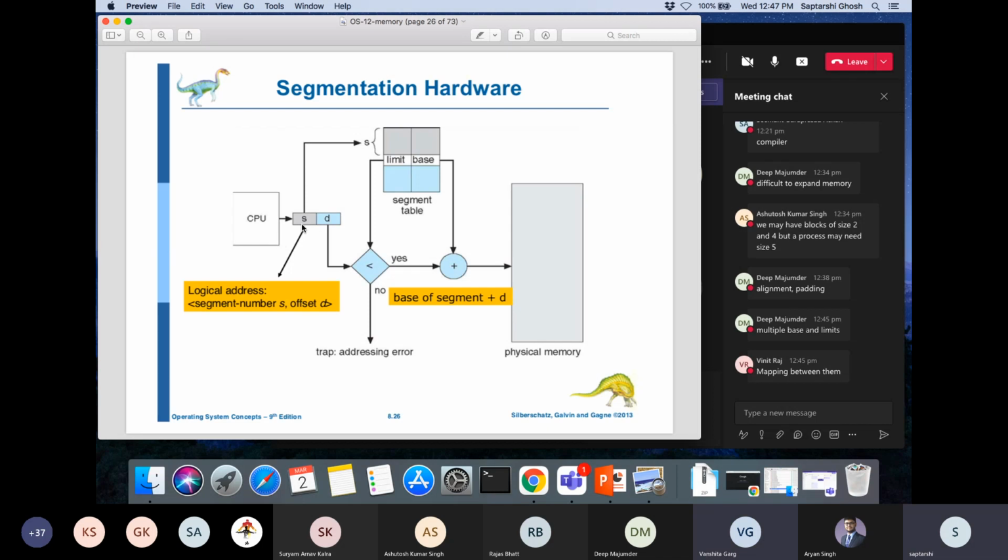So the CPU generates an address, this two tuple, right? Segment number S and offset D. Offset is within the segment, which exact data point do we need to access. Now that is this segment table being maintained. Every entry of this segment table contains the base address of that segment, the starting address of that segment, and the limit, which is the length of that segment. Okay. There are other fields. For simplicity, they are not shown here, like protection bits, etc., etc.